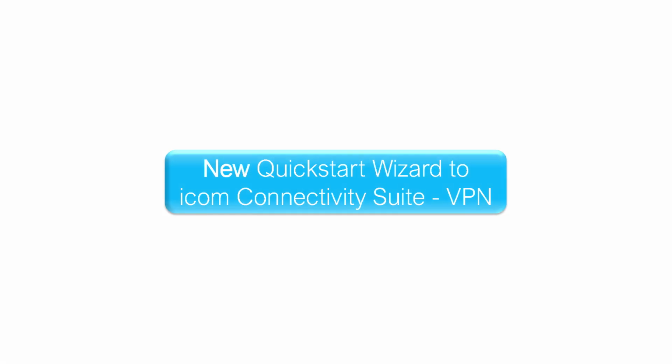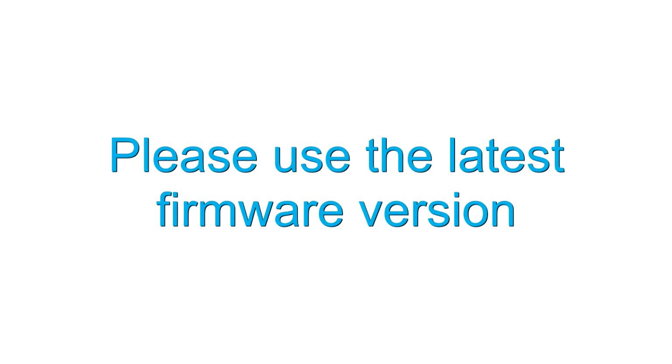Today we show you how to connect an icom OS device to the icom Connectivity Suite VPN using the new Quick Start wizard. First, using a cellular connection, then over an Ethernet connection. Please make sure you are using the latest firmware version. We will use version 7.4 for this video.